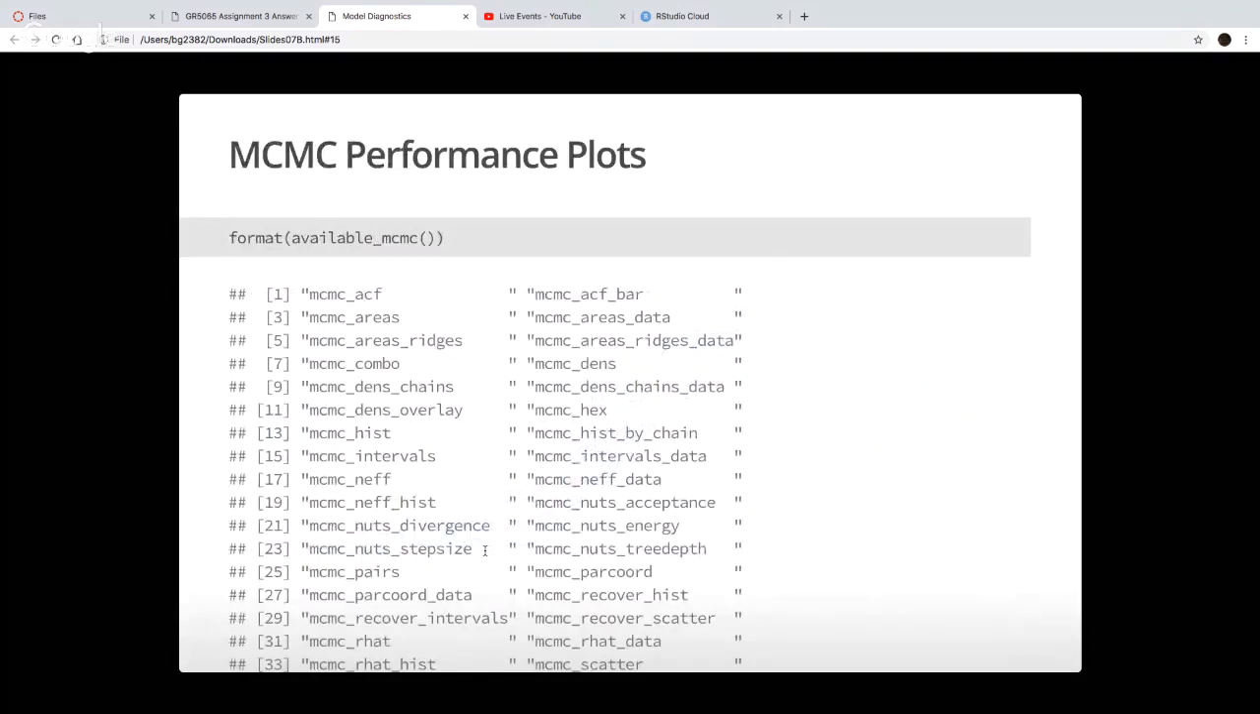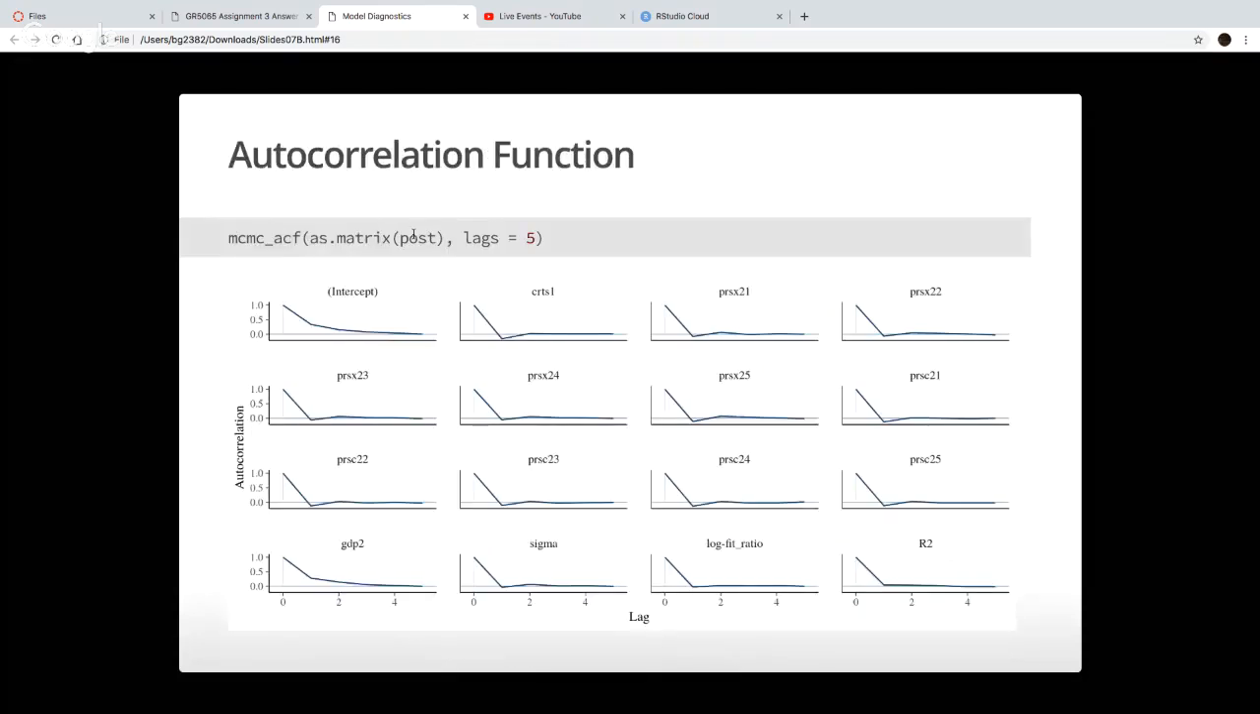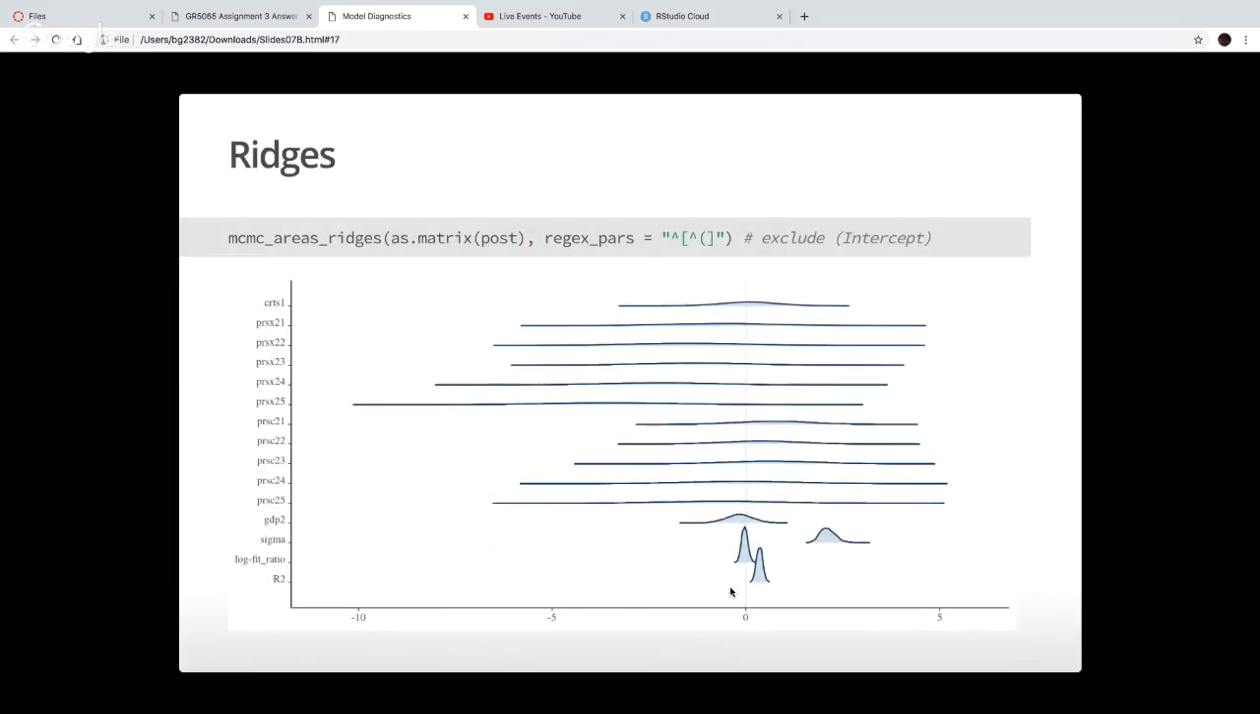There's also a bunch of plots that are available in bayesplot, and you can see the names, for assessing the performance of the MCMC algorithm, even though Stan, and particularly rstanarm, tends to work well. So here are autocorrelation plots. You can see the first order autocorrelation of some of these things is negative. That's what enables Stan to be super efficient.